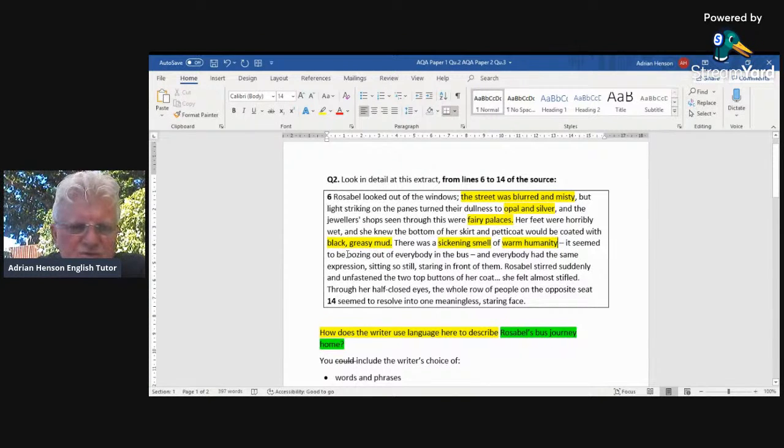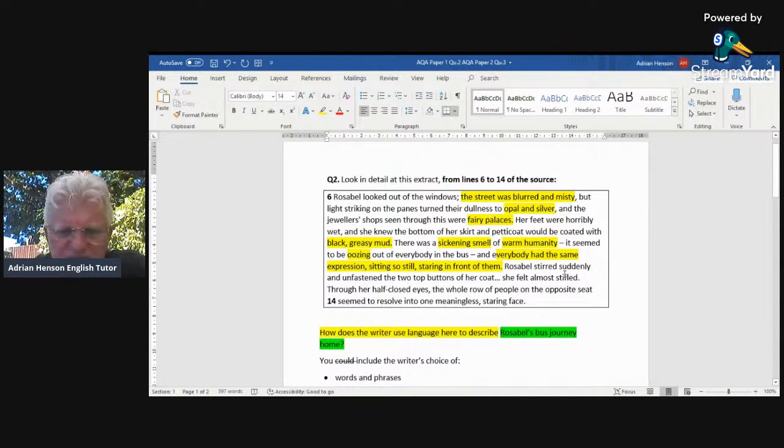It seemed to be oozing. Oozing is a very interesting verb. It is usually synonymous with blood. So it's oozing out of everybody in the bus. And then there's another pause, and everybody had the same expression. So everybody's in the same boat, sitting still, staring in front of them. So all of the people on the boat in the same condition. They've had a hard day at work, and they're looking kind of absolutely washed out.